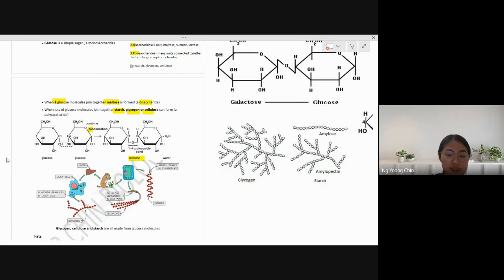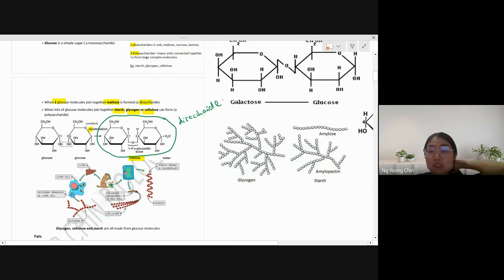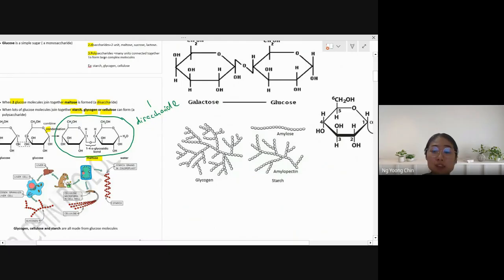So this unit we know as the disaccharide. This means one disaccharide from two monosaccharides. When you join more and more, you will form a polysaccharide. For example, you form it like this. This is the polysaccharide structure. You can see the glycogen, the starch, and also the cellulose. Those are what we call polysaccharides, because they are made from many units of glucose joining together.